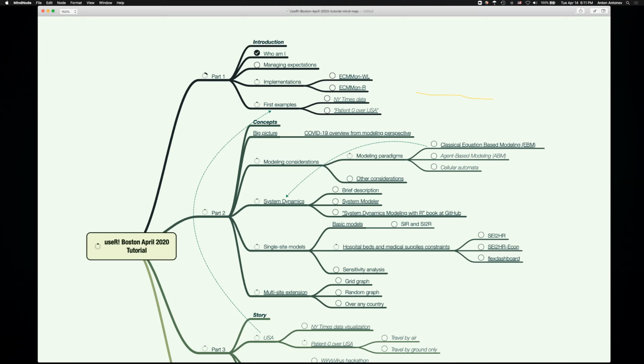So I have implemented this both in Mathematica and R, the algorithms I'm going to show. Mathematica is very similar to R.